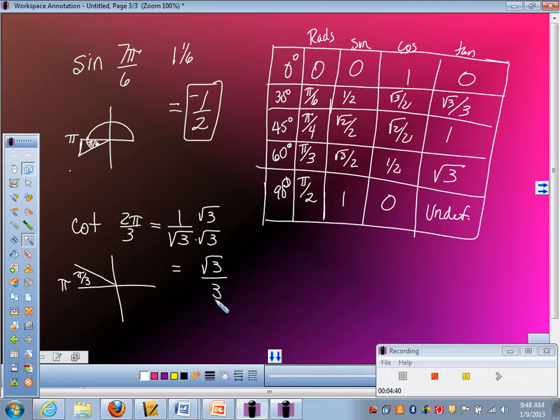And then what's the other thing you need to check every single time so you don't lose half a point? All-star trig class. We're in the second quadrant with cotangent, and we know that second quadrant is the star, all-star trig class, so I don't think cotangent's in there. So our cotangent would need to be negative.